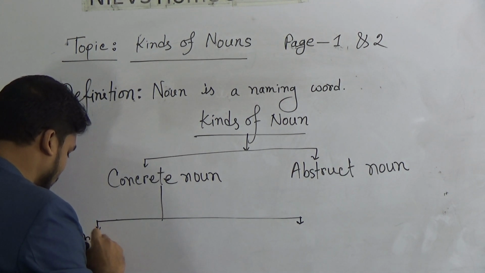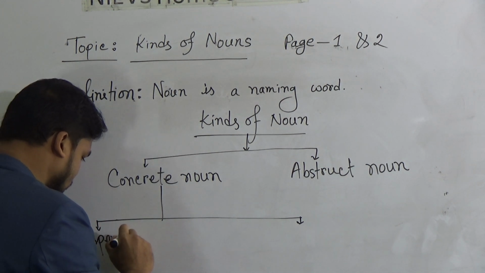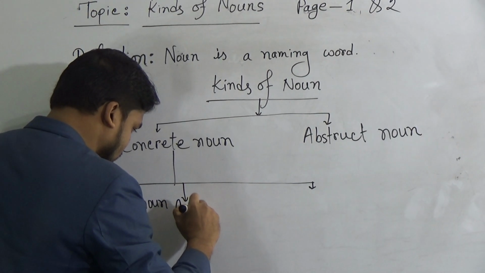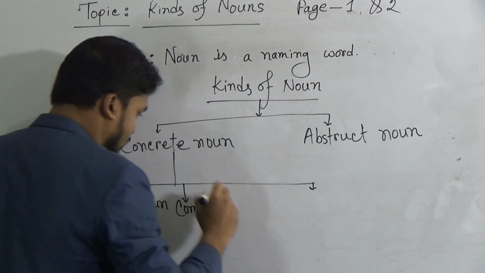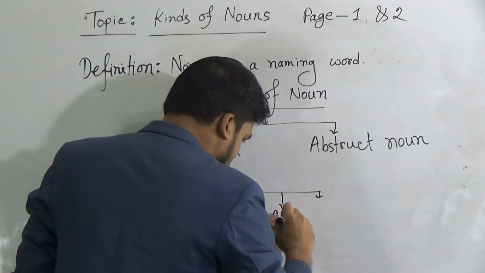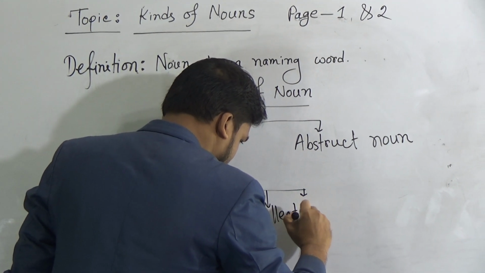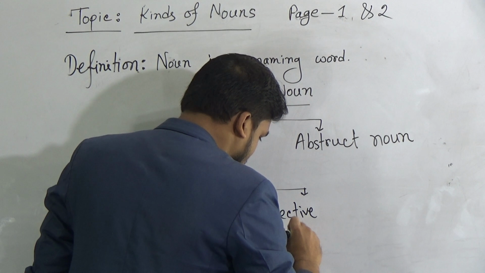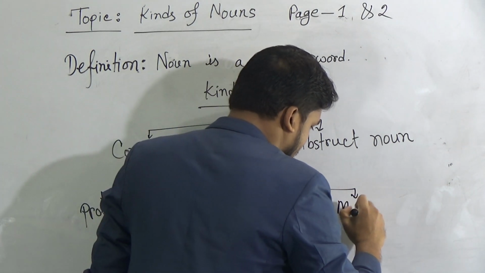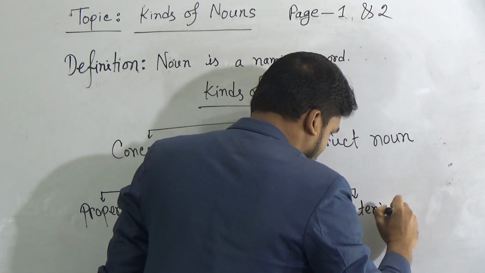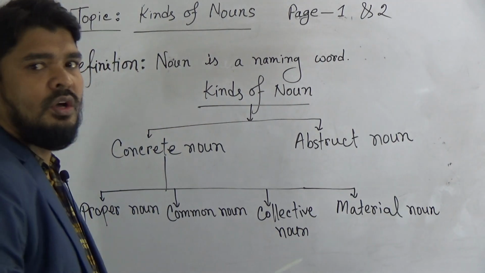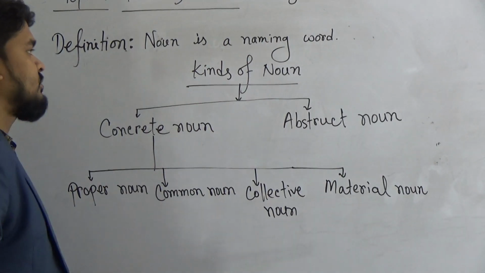And this concrete noun is also subdivided into four types. First one is proper noun, then common noun, collective noun, and material noun. Okay, this is all about kinds or types of noun.